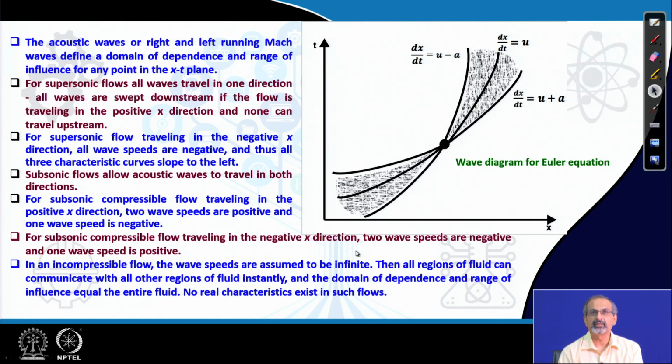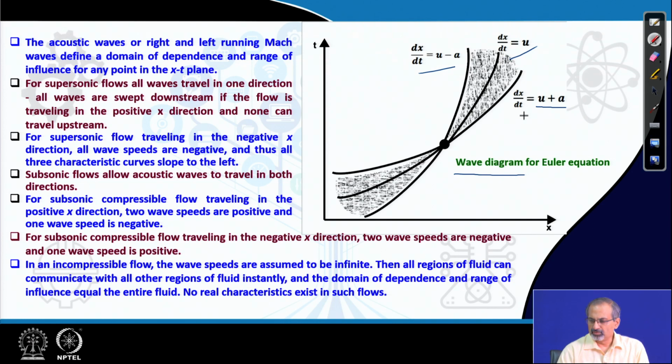Let us try to see how they really look in the xt space. They would in general look curved, and we are trying to represent them with their slope information, where dx/dt is equal to u plus a, u and u minus a for the 3 lines. In general, the u plus a will be sloping more towards the right, the u minus a will be sloping more towards the left, and u will be in between. So, that is how we have drawn it in general. This is also often called a wave diagram, and we have drawn a wave diagram for the 1D Euler equation here.